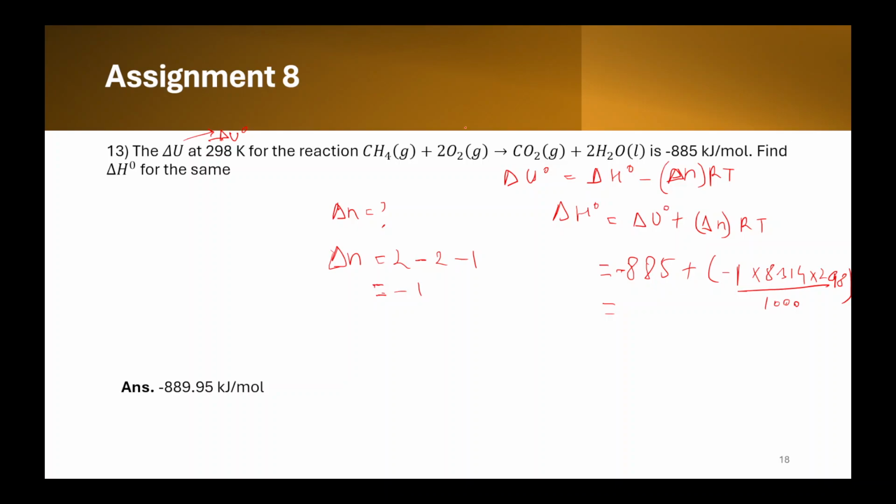Oh, sorry, this is not, sorry. This is 1 minus 2 minus 1. So 1 minus 3 will be minus 2. Sorry, yeah. So my bad. Minus 2. So this will be minus 889.95 kilojoule per mole. Okay.